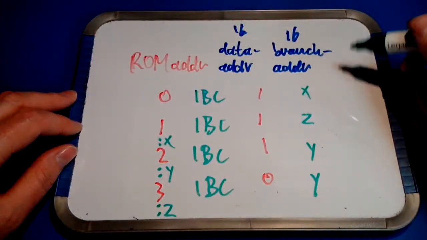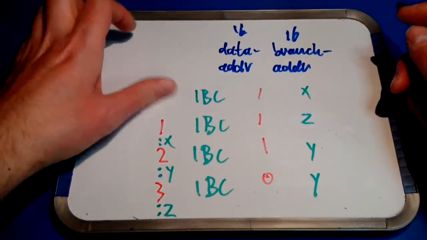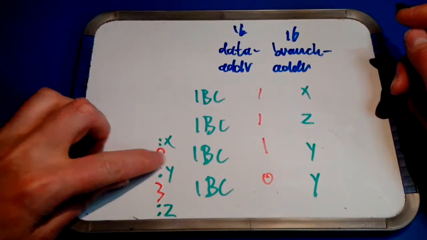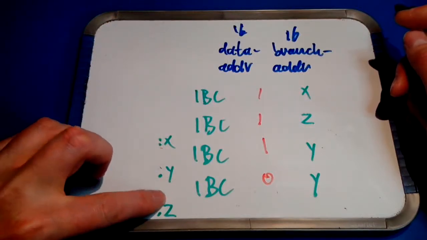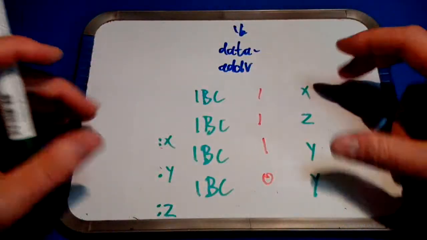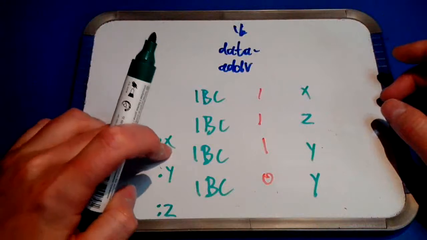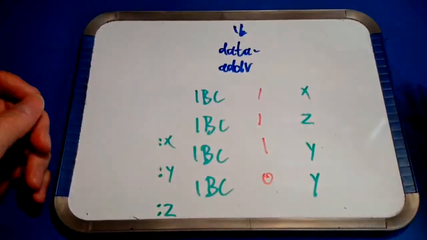Right. So now we don't need the actual ROM addresses anymore, and instead of the rightmost column being a branch address, it's now a label. So basically this program has become independent of its location within ROM.